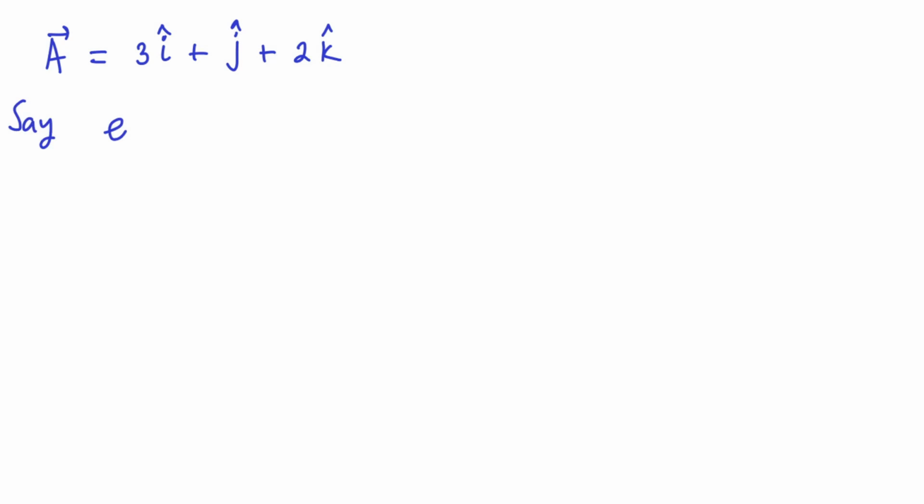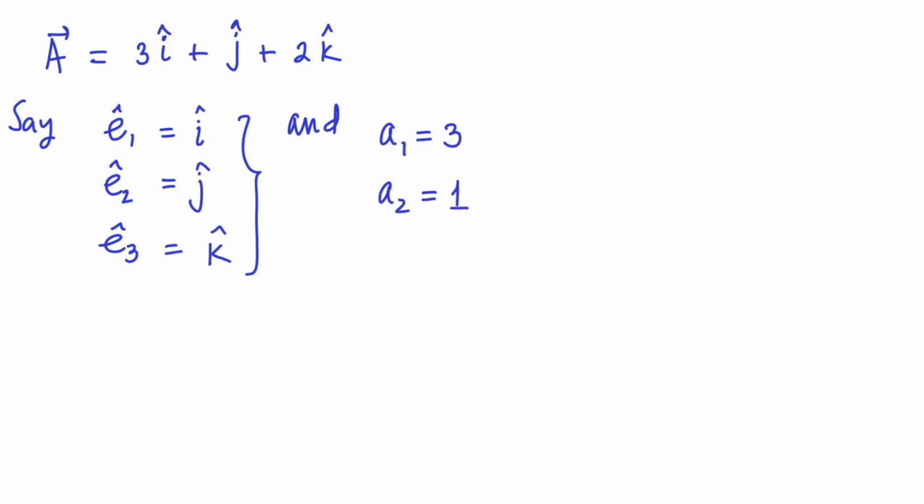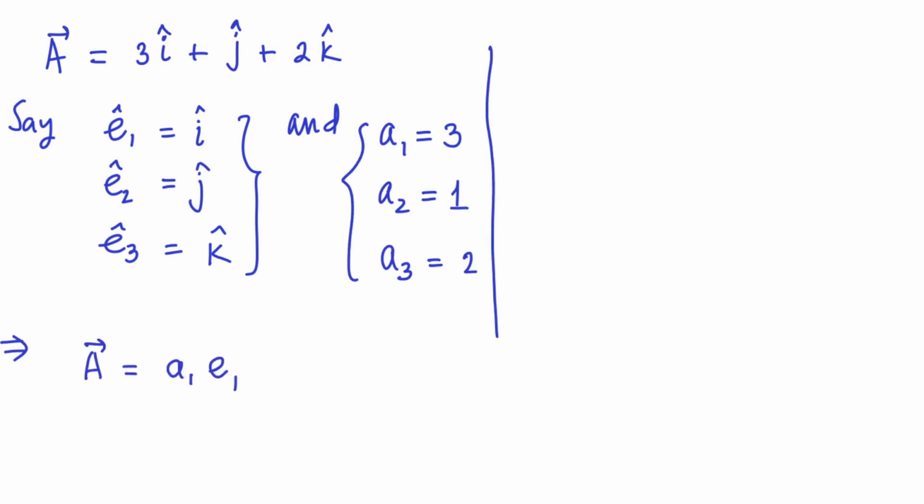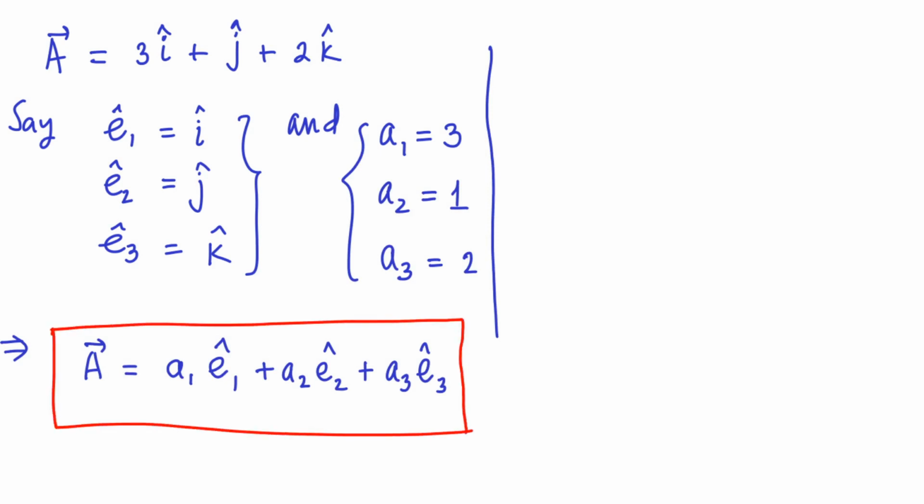Let us now rewrite the vector A in a slightly different form. Let's rewrite i cap as E1 cap, j cap as E2 cap, and k cap as E3 cap. And also let us denote A1 to be 3, A2 to be 1, and A3 to be 2. Then the vector A, as you see here, can be expressed as A1 times E1 cap plus A2 times E2 cap plus A3 times E3 cap.